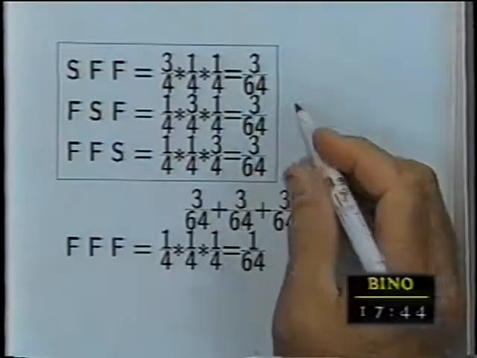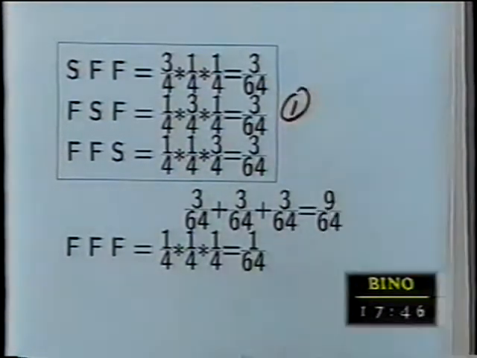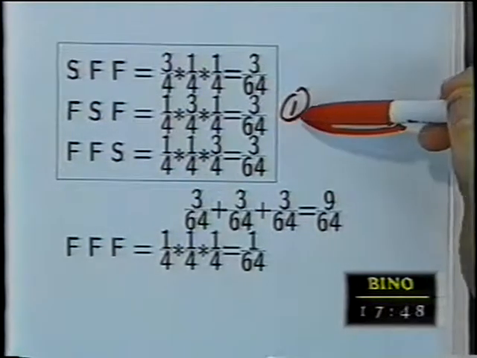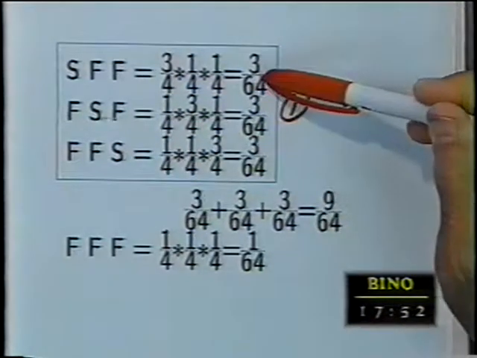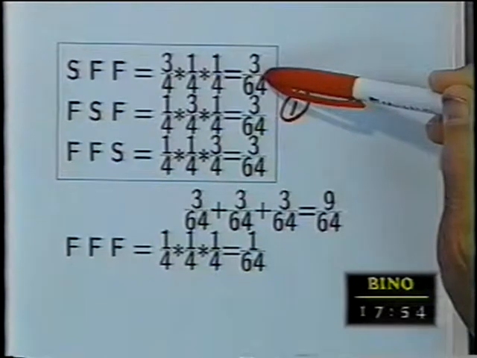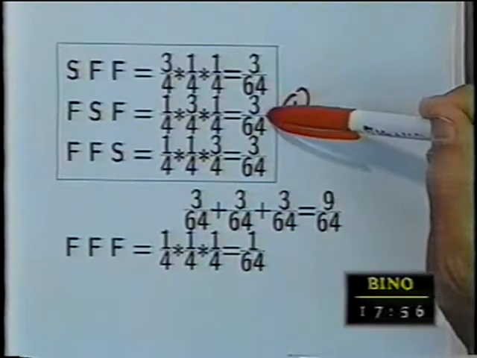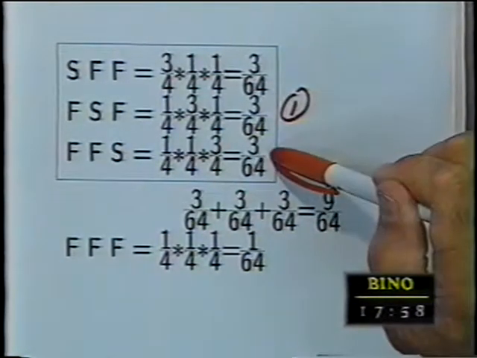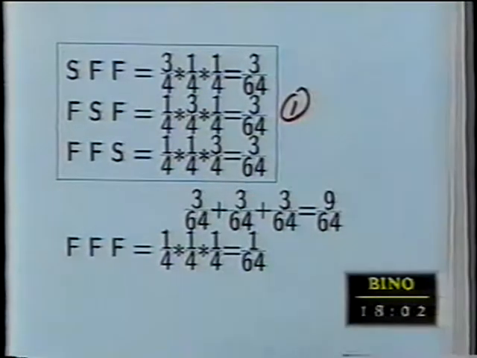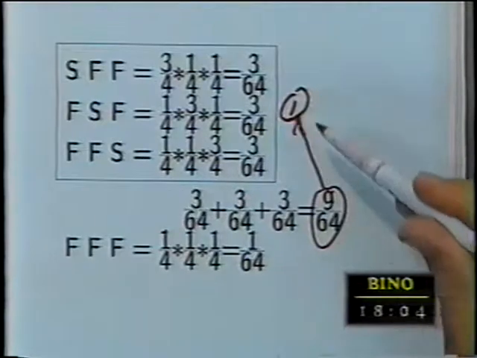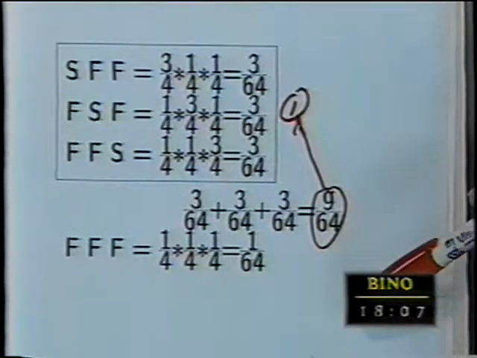And all of these together mean I got 1 success. So what are the chances of getting 1 success out of 3 tries? Well, I can get it this way, or this way, or this way. 3/64 of the time I get it each way. Therefore, 9/64 of the time I have exactly 1 success.